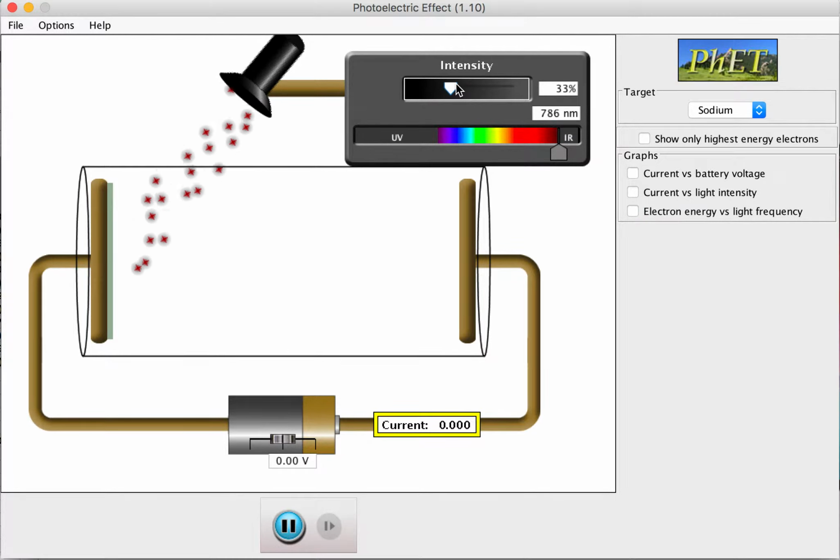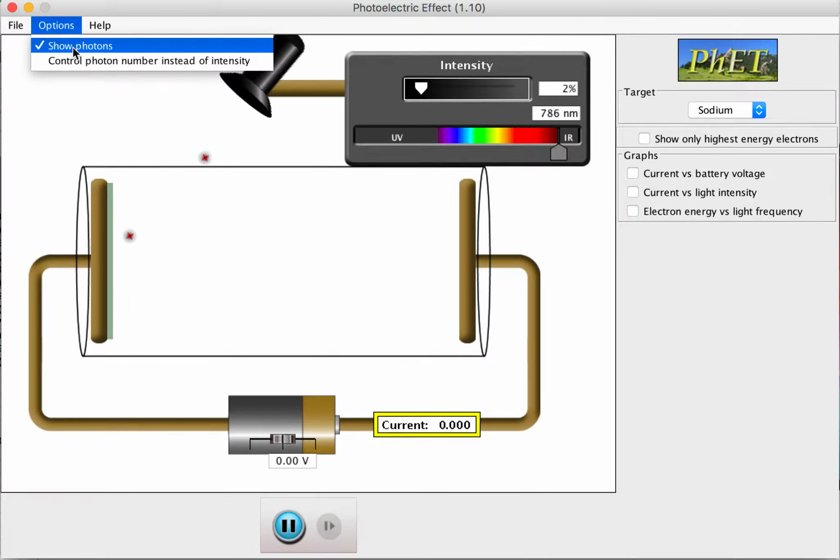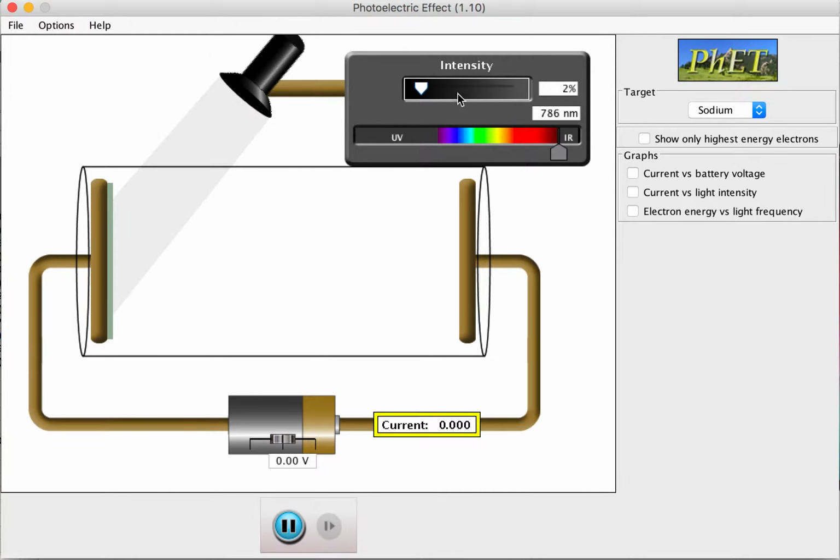There are two ways of showing it. We can change this to show as just light, or we can show it as photons. I like the photons because as the intensity goes down, the number of photons goes down. Now, this experiment, people didn't know. This is what we thought was happening: we just had light. We didn't know this thing called a photon existed yet.